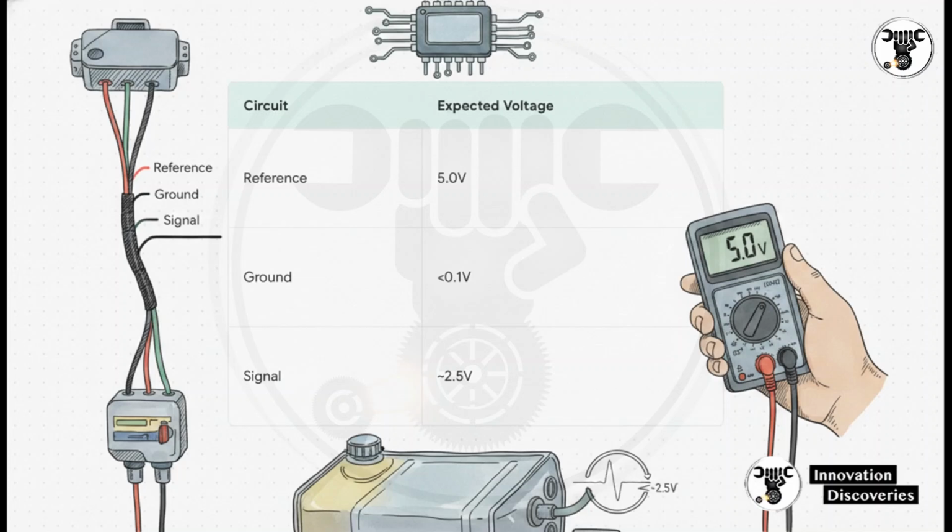You need a solid 5.0-volt reference voltage coming from the computer. Your dedicated sensor ground must read less than 0.1 volts. And, crucially, if you take the gas cap off to put the tank at atmospheric pressure, the signal voltage on a completely healthy system should sit right in the middle, at around 2.5 volts.